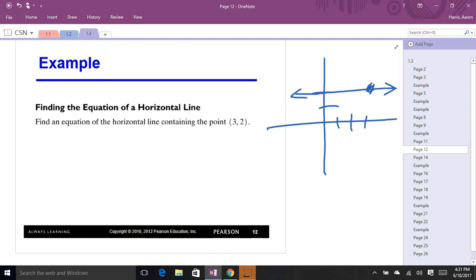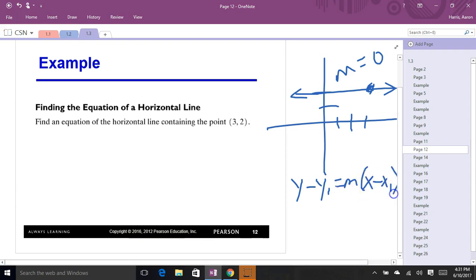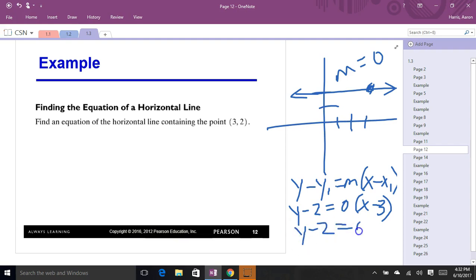Well, the slope of a horizontal line is 0, if you might remember. So we got y minus y1 equals m. We're going to use the slope and the point that we're given is one way to do this. So y minus our y1 here is 2. Our slope is 0 for a horizontal line. Plug in x1, which is 3. 0 times anything, of course, is 0. So you got y minus 2 is 0. You add 2 to both sides, you end up with y is 2.